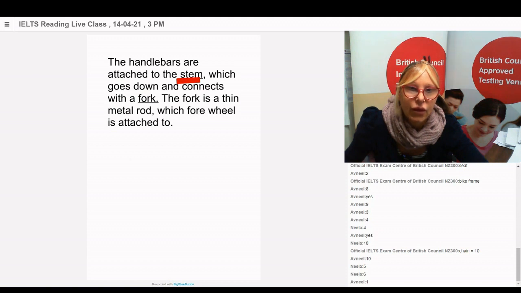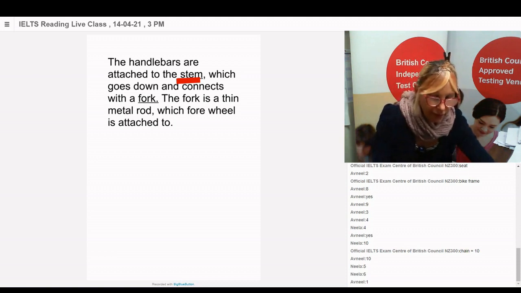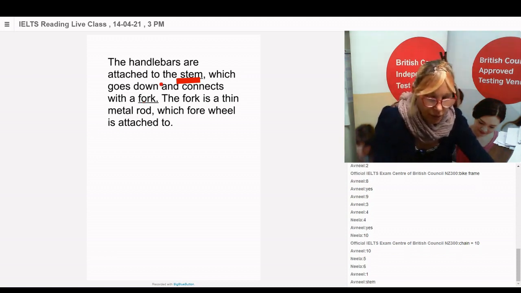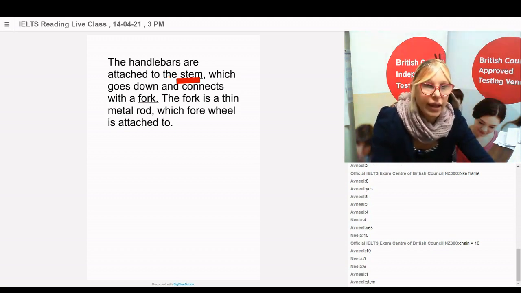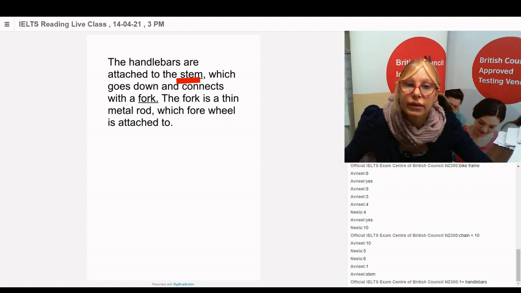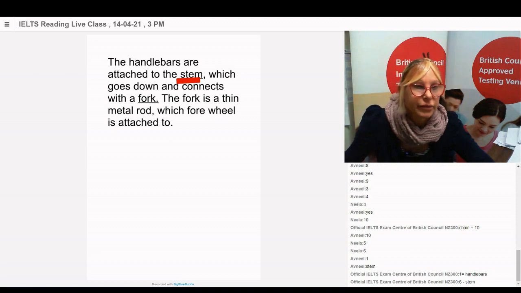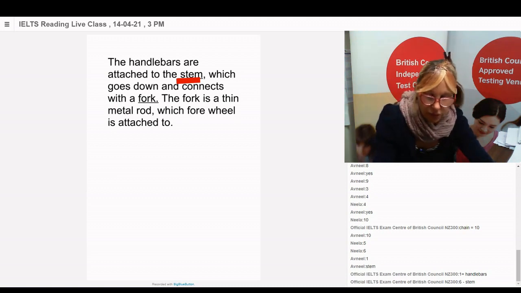So you're saying that number 1 is the handlebar, and number 6 would be which thing? We've got stem and we've got fork. So number 6 is the stem. All right, so number 1 is the handlebars, number 6 is the stem, and number 7 is going to be the fork. All right, great. Number 7 is the fork.